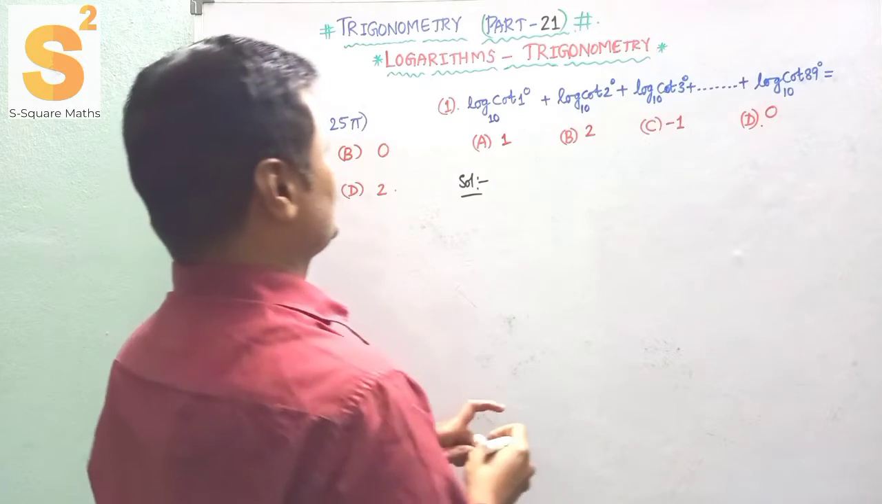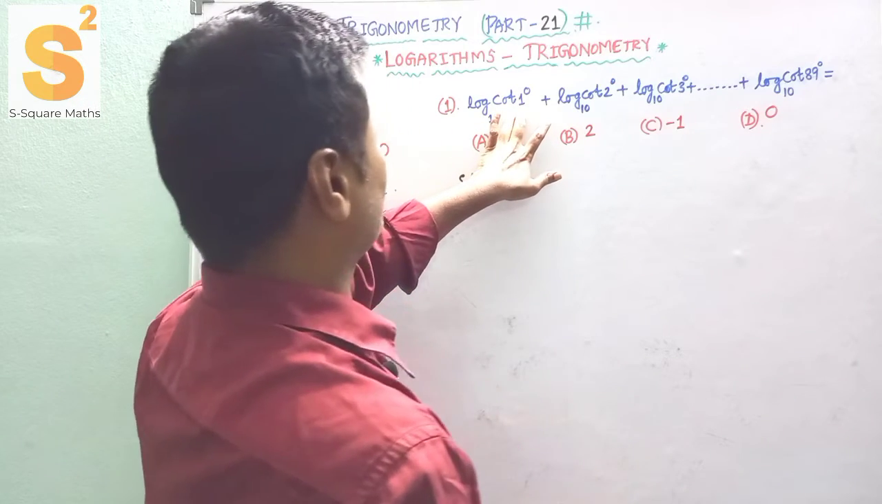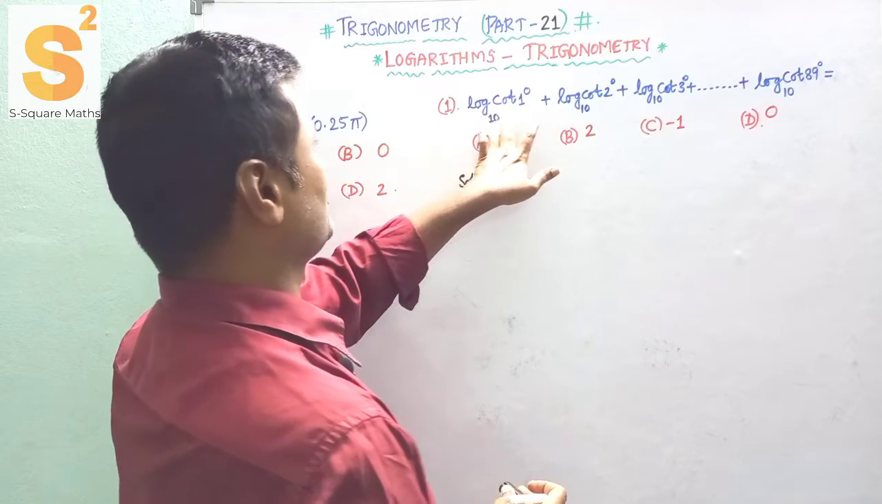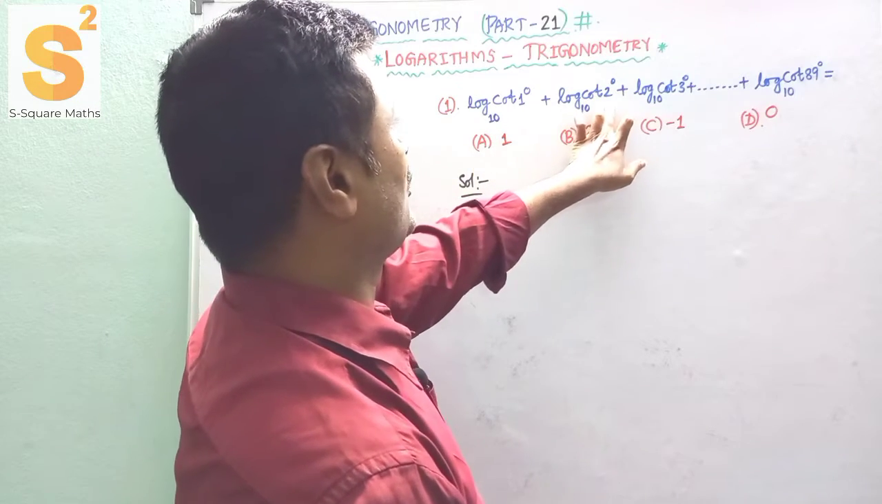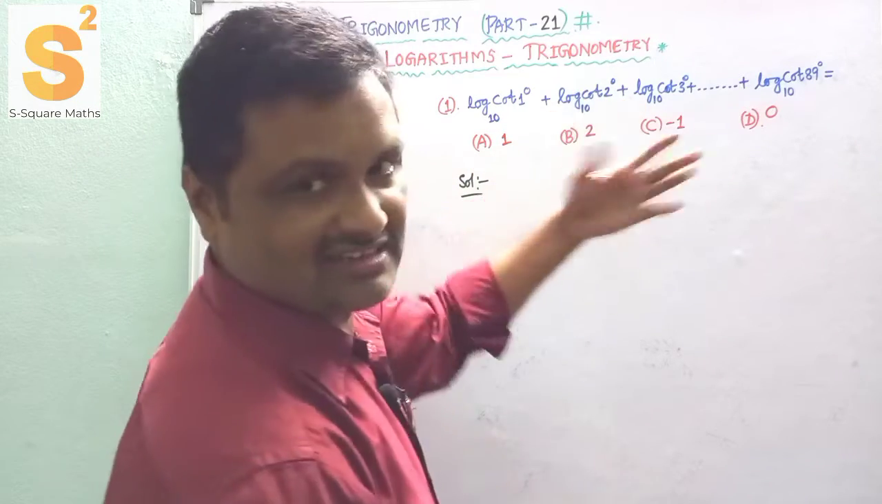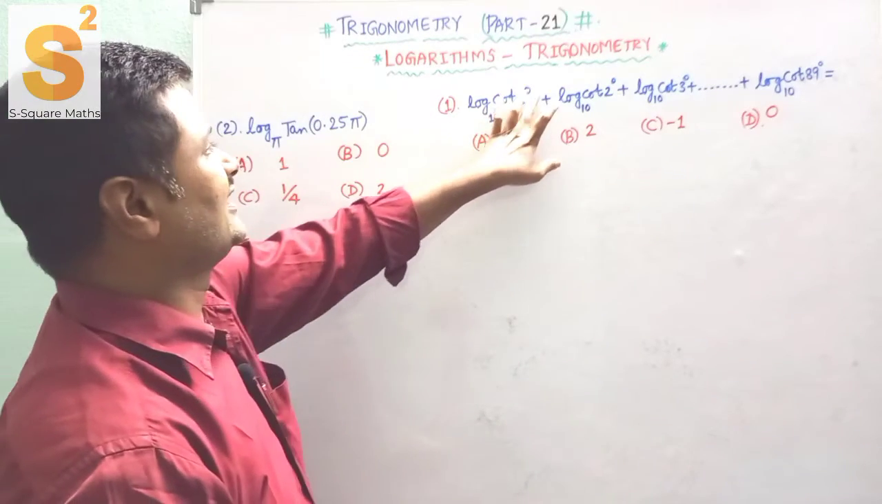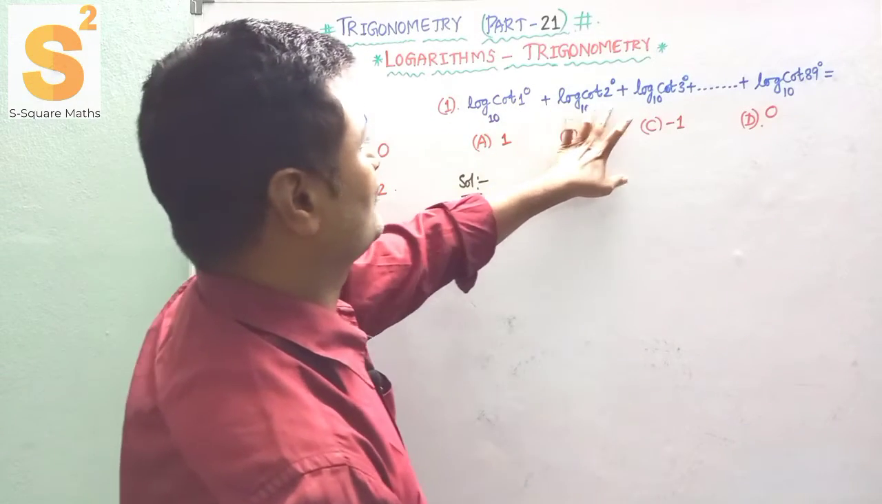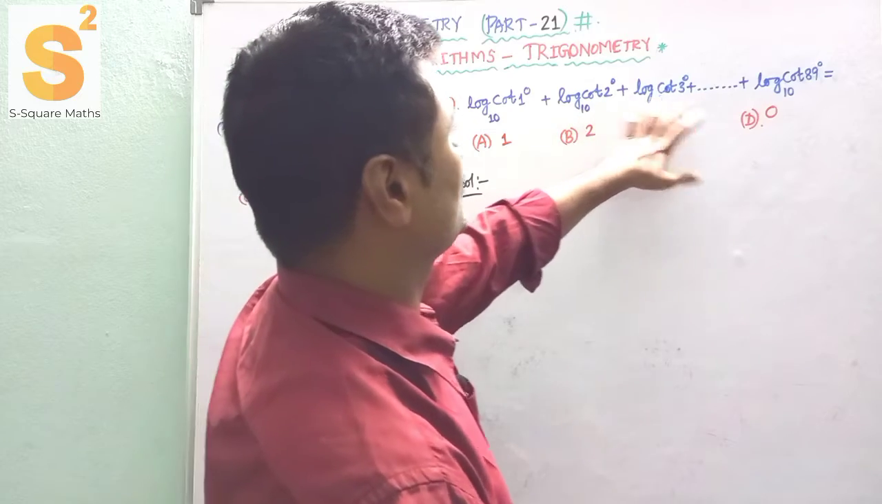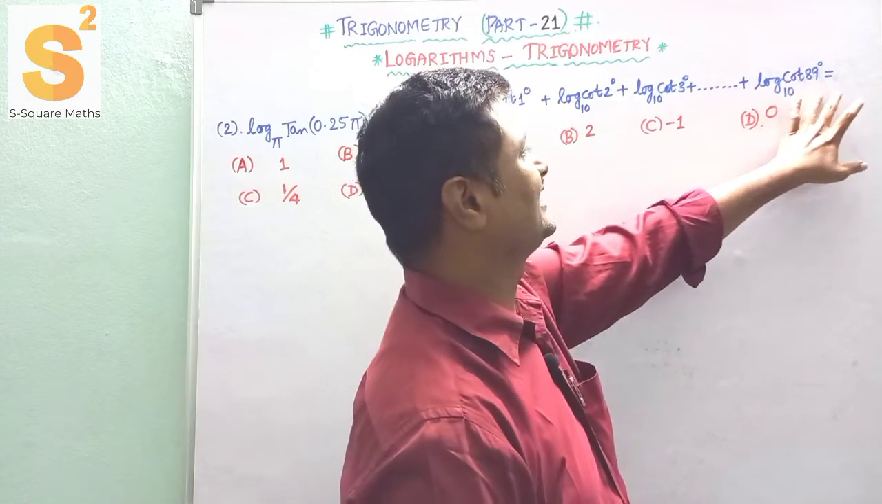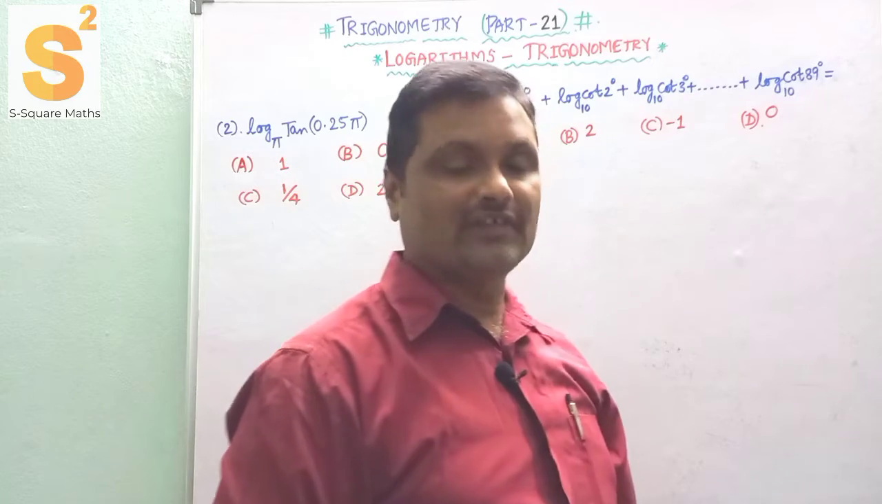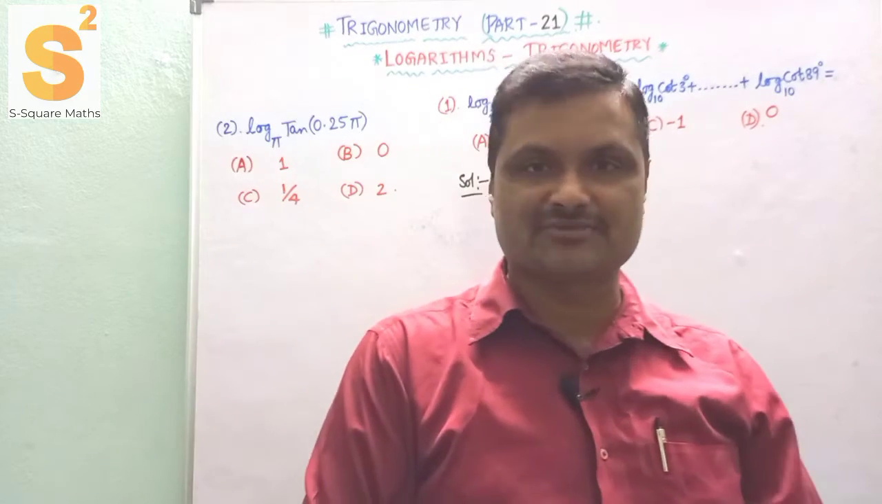If you observe the question, log of cot 1 degree to the base 10 plus log of cot 2 degrees base 10 plus so on, log of cot 89 degrees to the base 10. So we have to determine the value of that expression.